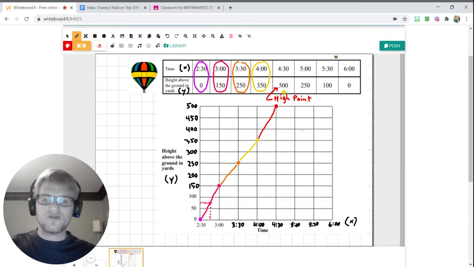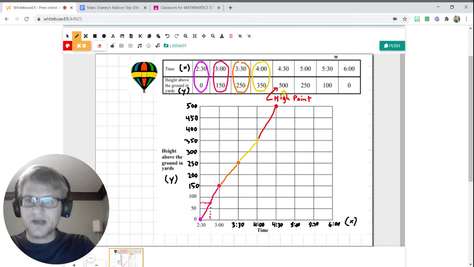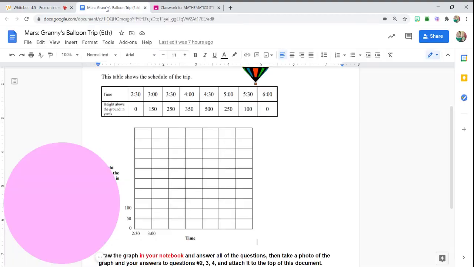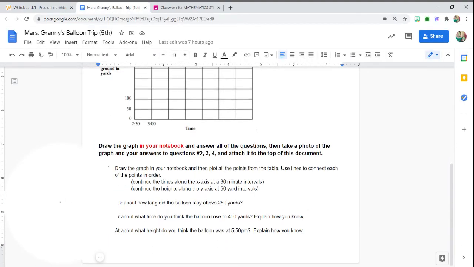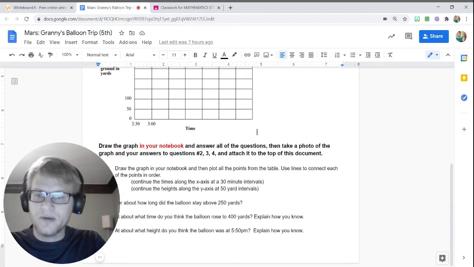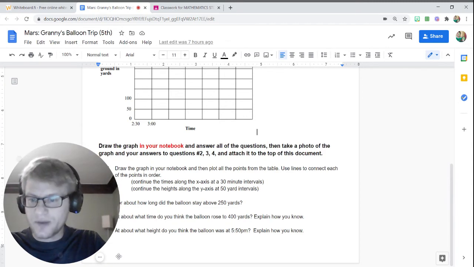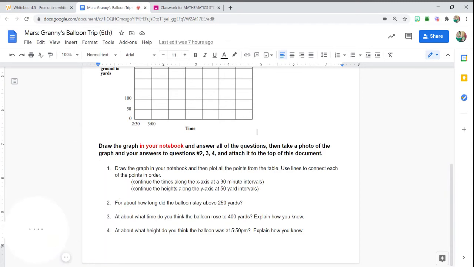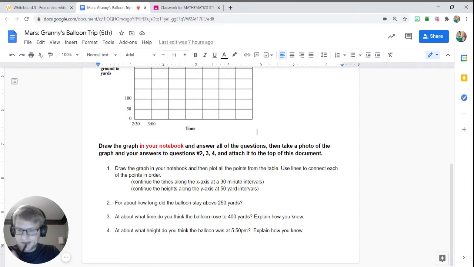So this is kind of like graphing this idea. We're going to graph all of the points. The whole thing will be filled up. And then I want you to look at the questions. So we're going to go and find the questions. Let's pick one of them. It says right here, I go down. I think you guys are going to see this in a moment. As I scroll down on this chart, I'm going to make my picture a little smaller so we can see it better. All right, it says, for about how long did the balloon stay above 250 yards?